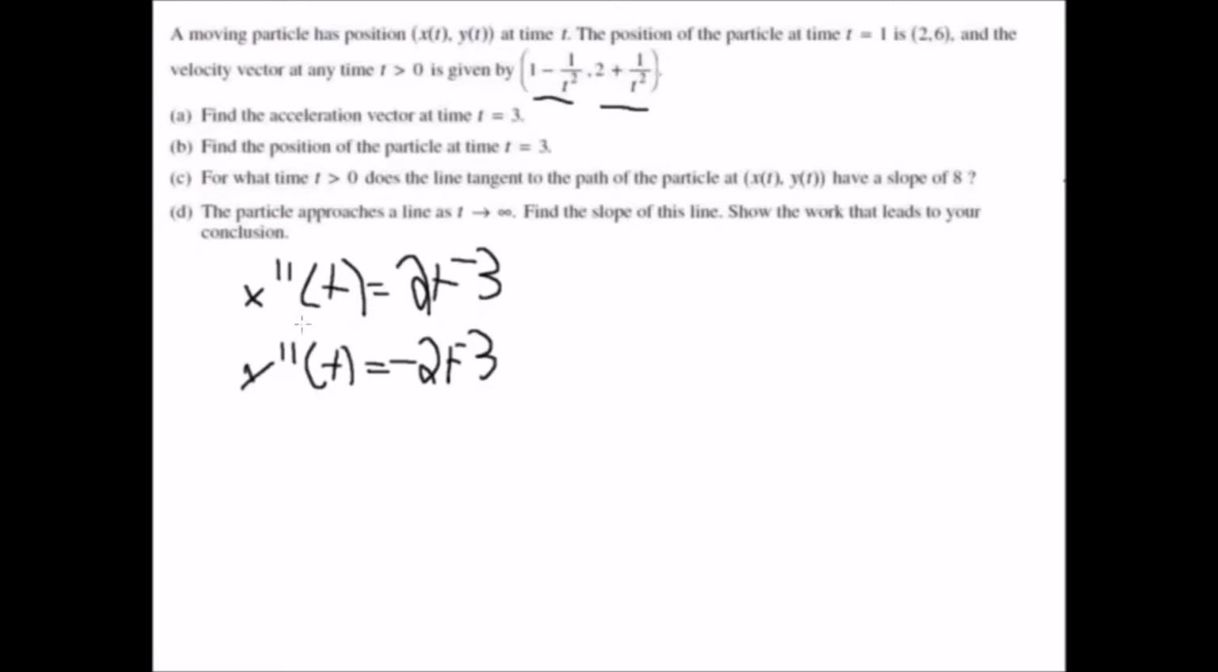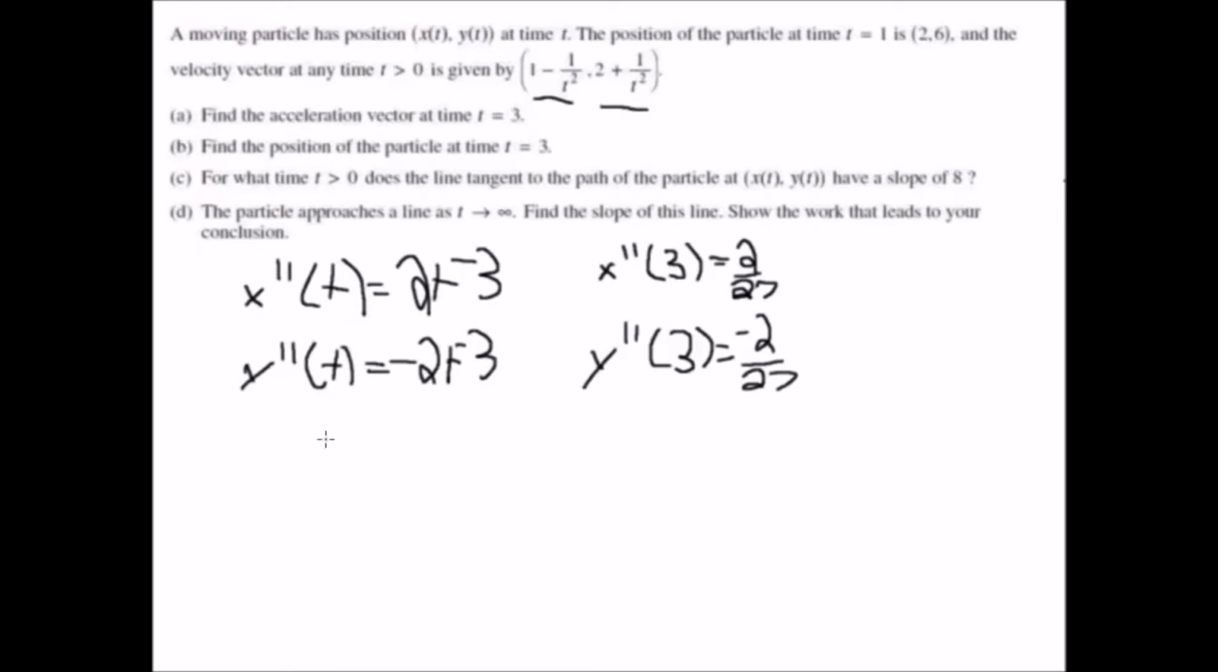So once we've found both of our acceleration vectors, we can plug in 3 to solve for what our acceleration at t equals 3 is. So x double prime of 3 is equivalent to 2 over 27. So now we plug into the y equation. So y double prime of 3 is equal to negative 2 over 27.